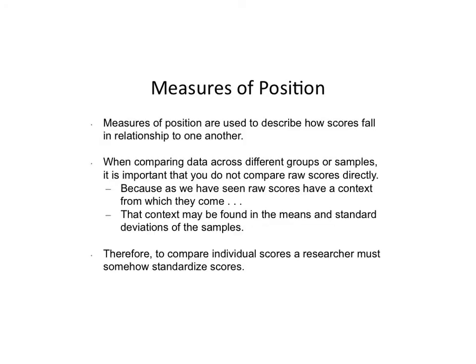Measures of position are used to describe how scores fall in relationship to one another. When comparing data across groups or samples, it's important that you don't compare raw scores exactly, because raw scores come from a certain context. They're going to be tied to means and standard deviations of those samples. So we can use other types of numbers like standardized scores or percentiles as comparison points.